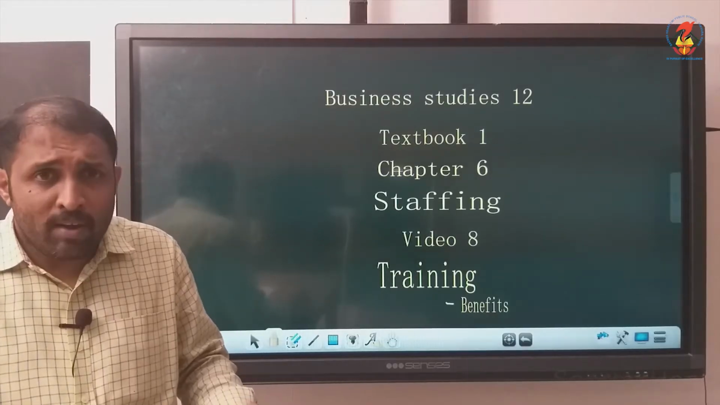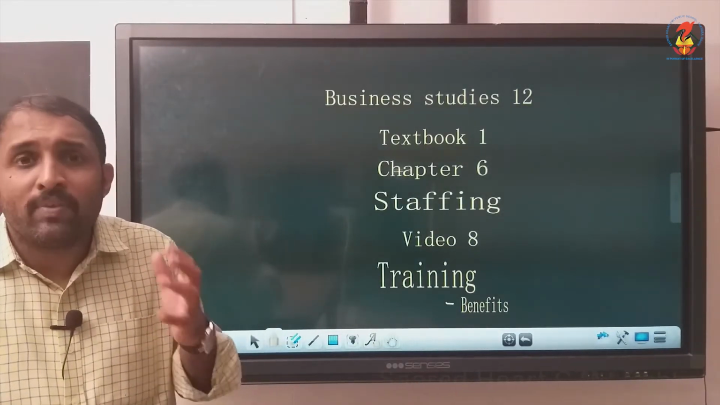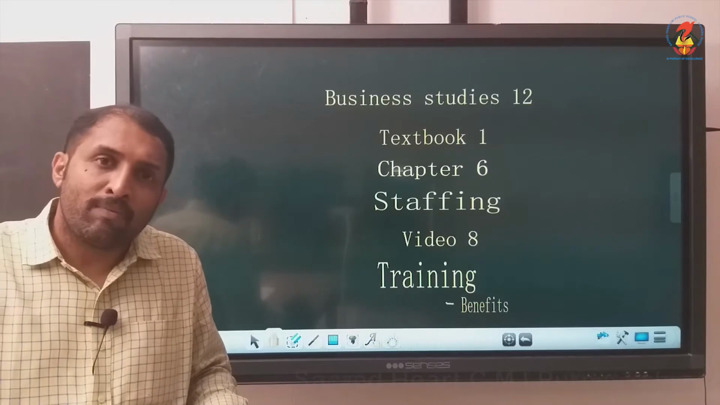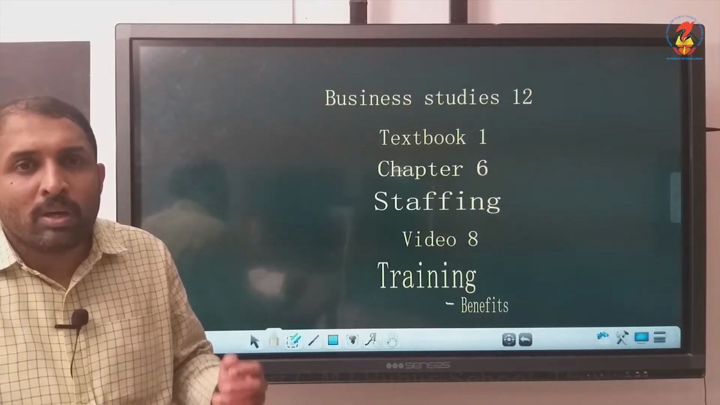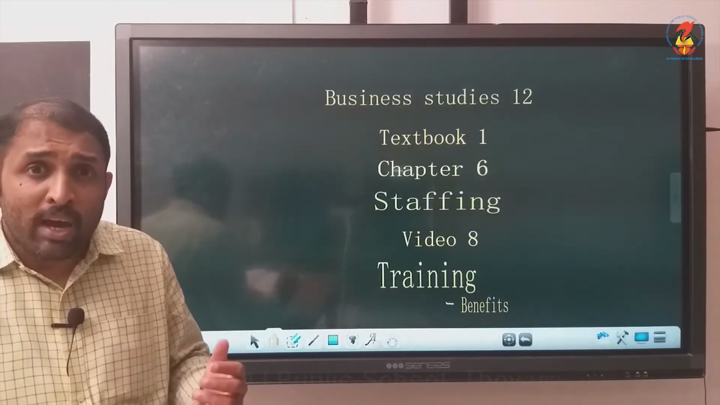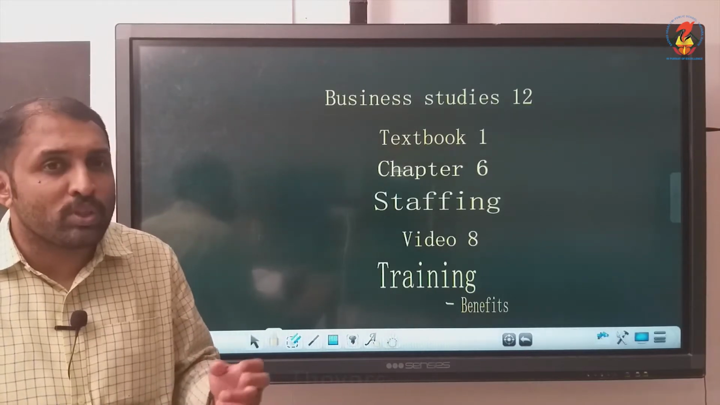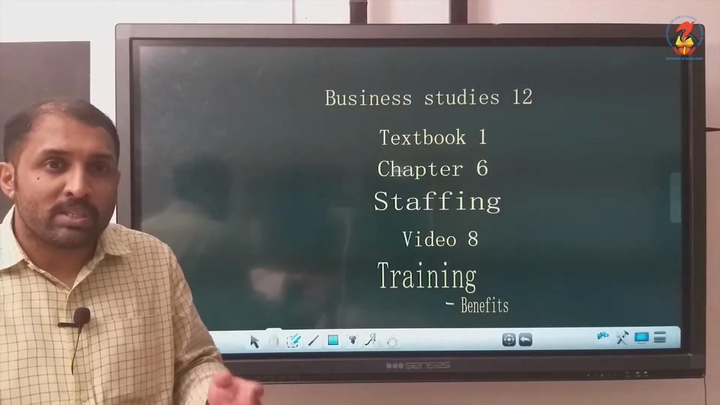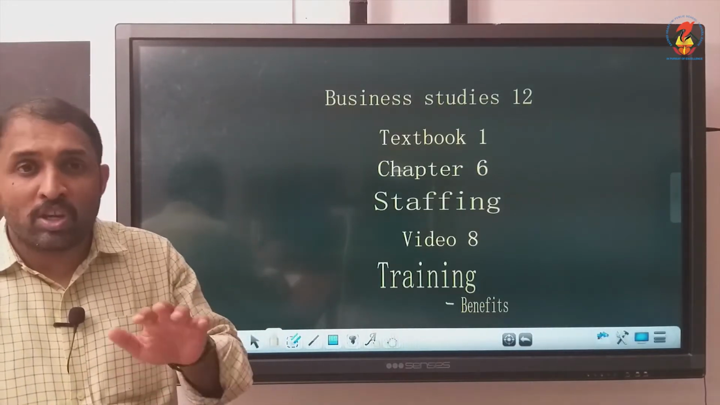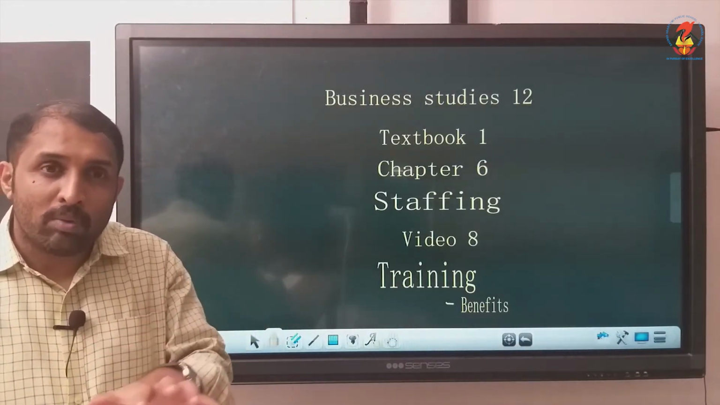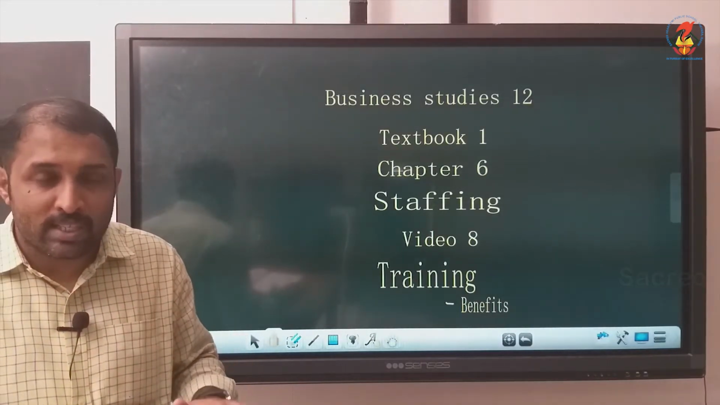In the chapter on staffing, we have learned that there are various aspects which make the function of staffing effective. Those were supervision, motivation, leadership, and training. We have already learned in the previous sessions what supervision is and what the functions of a supervisor are, what motivation is, what the different methods of motivation are, and what the theories behind motivation are. We have learned about leadership and the different qualities required for leaders.